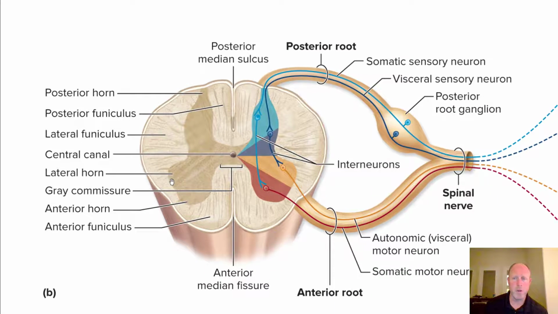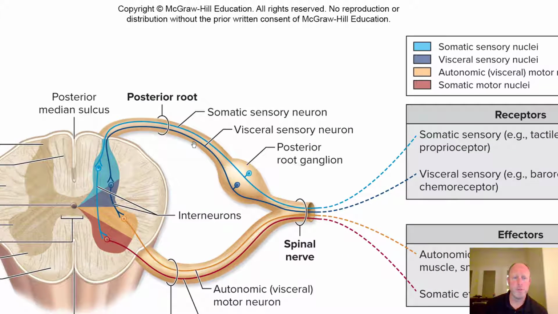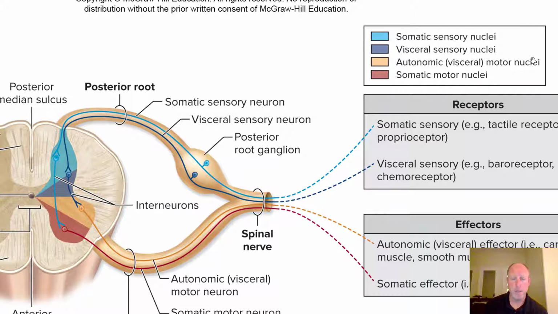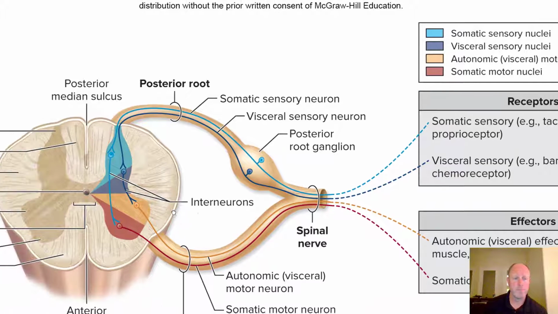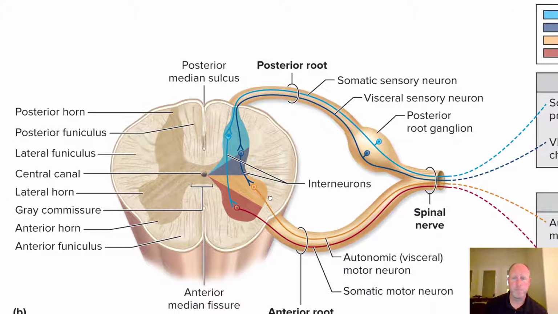A little bigger here. You can see now the blue, remember the blue is going to be our somatic sensory nuclei, lighter blue I should say, the darker blue is the visceral sensory nuclei, and then the autonomic or visceral motor nuclei here, showing the orange, and our somatic motor nuclei in the red there, going from posterior to anterior.